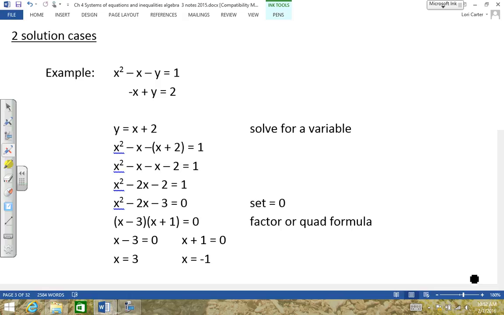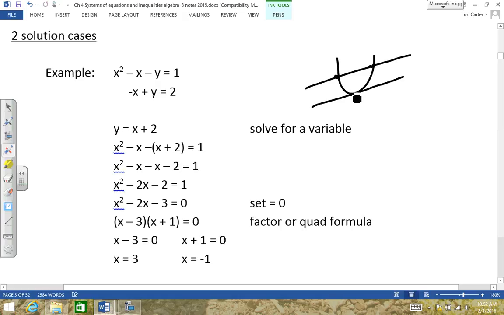So I know I have a parabola going this way, and I have a line. It could intersect in two spots. It could intersect in one spot at the vertex, or it cannot intersect at all. So those are the three things we're looking for: either 2 points, 1 point, or no solution. Same thing, we're doing substitution.